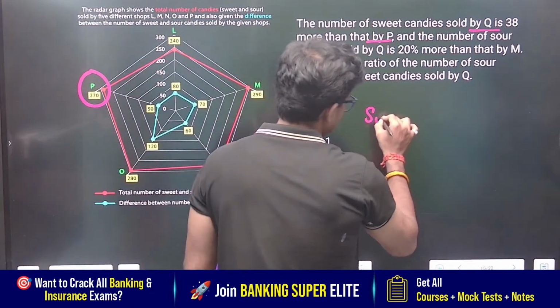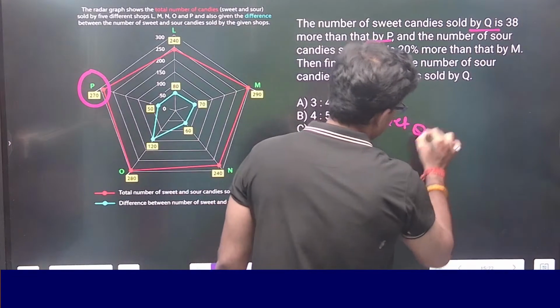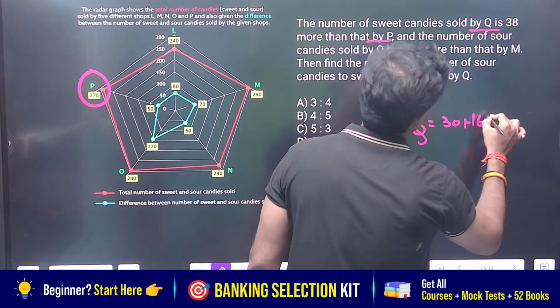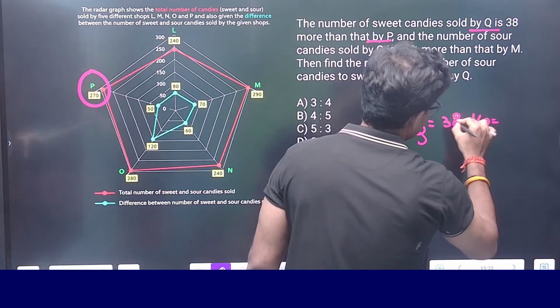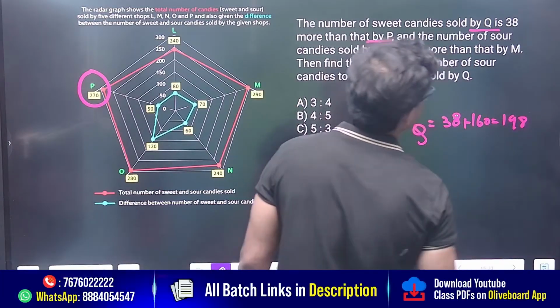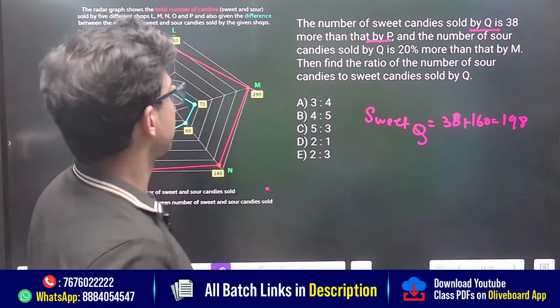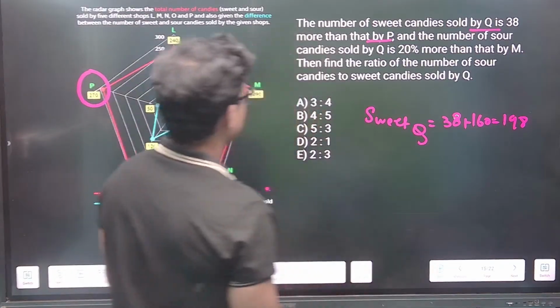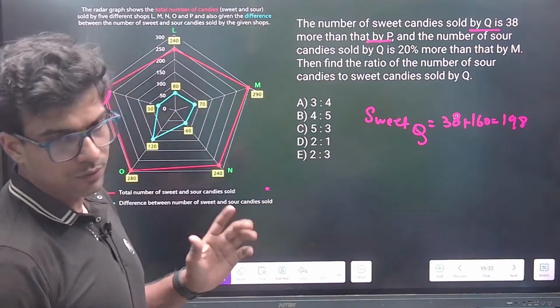So sweet Q would be 38 plus 160, 198. Then the number of sour candies sold by Q is 20% more than M. Sour candy 20% more than M. How will you calculate this?